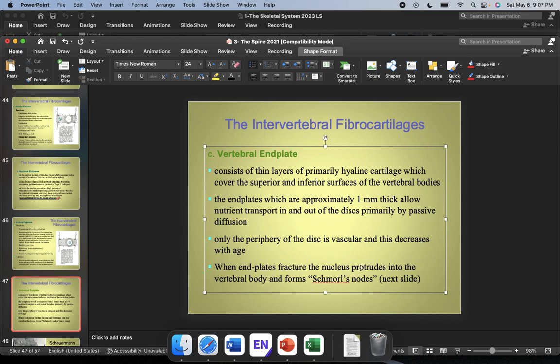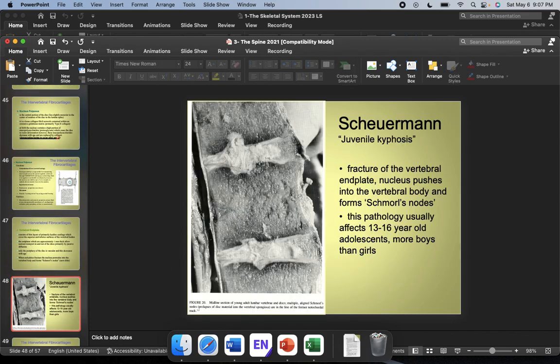When end plates fracture, the nucleus protrudes into the vertebral body and forms Schmorl's nodes. We have a picture here of Schmorl's nodes, Scheuermann's kyphosis. This was a German guy. You can see here the vertebral end plates would exist on the ends. This is the bony skeleton, and these are the intervertebral discs. But you can see that these intervertebral discs have a protrusion into the bony substance on either side. These are Schmorl's nodes. This pathology is usually in younger boys, more than girls.